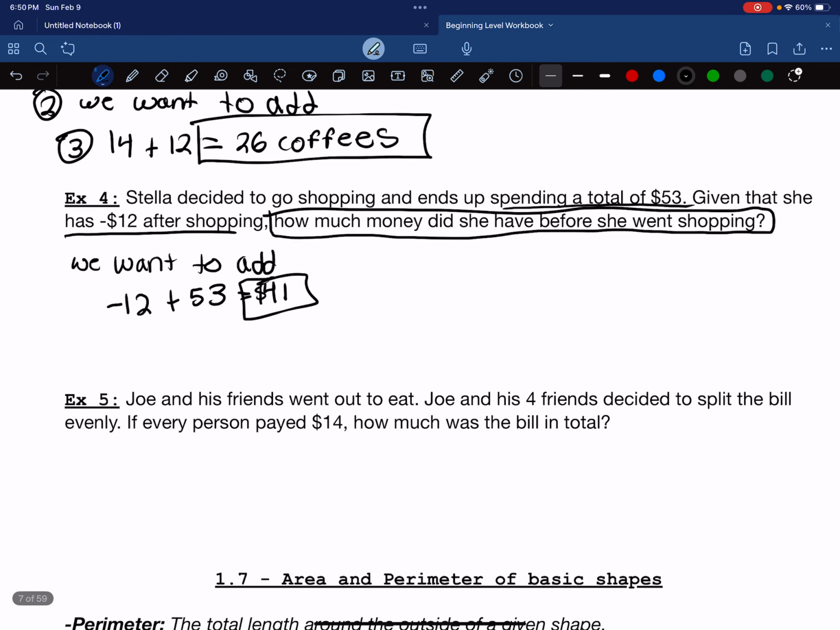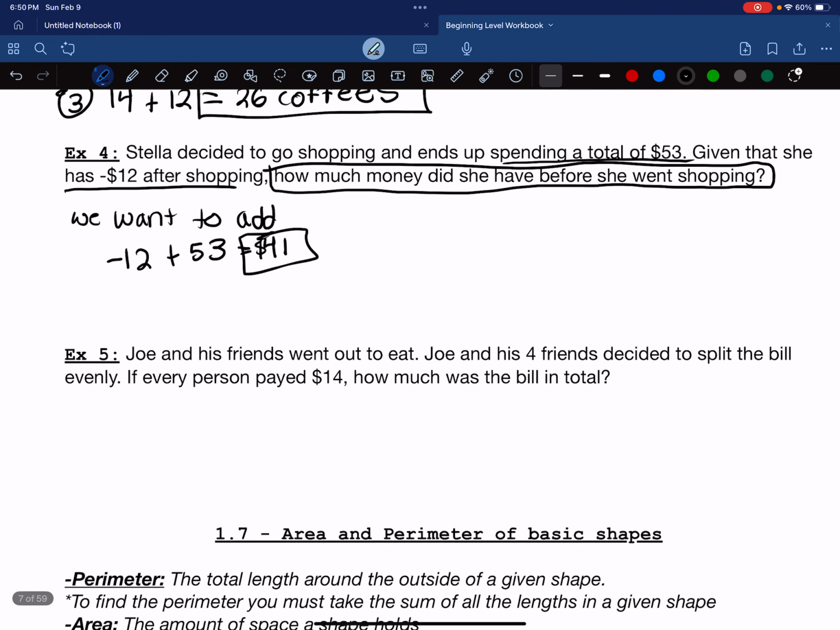And then taking a look at example 5, I encourage you to pause the video and try this one on your own before we work through it together. And assuming you have given it a go, it says Joe and his friends went out to eat. Joe and his 4 friends decided to split the bill evenly. If every person paid $14, how much was the bill in total? So let's box this question. So that's our question. How much was the bill in total?